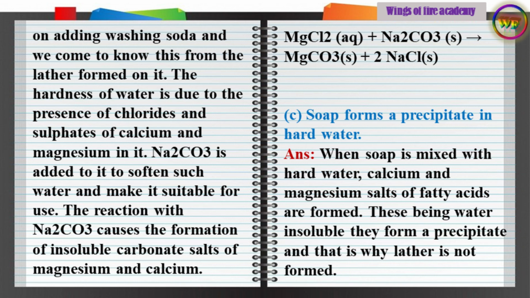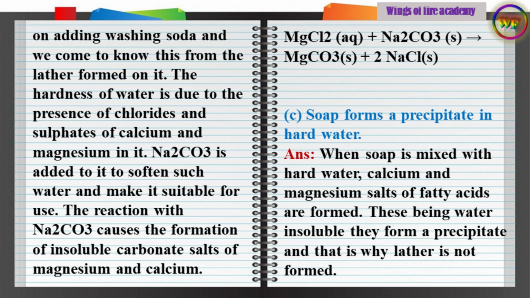The reaction with Na2CO3 causes the formation of insoluble carbonate salts of magnesium and calcium. Magnesium chloride, in aqueous solution, plus sodium carbonate, in solid state, yields magnesium carbonate, in solid state, plus 2 moles of sodium chloride, in solid state.